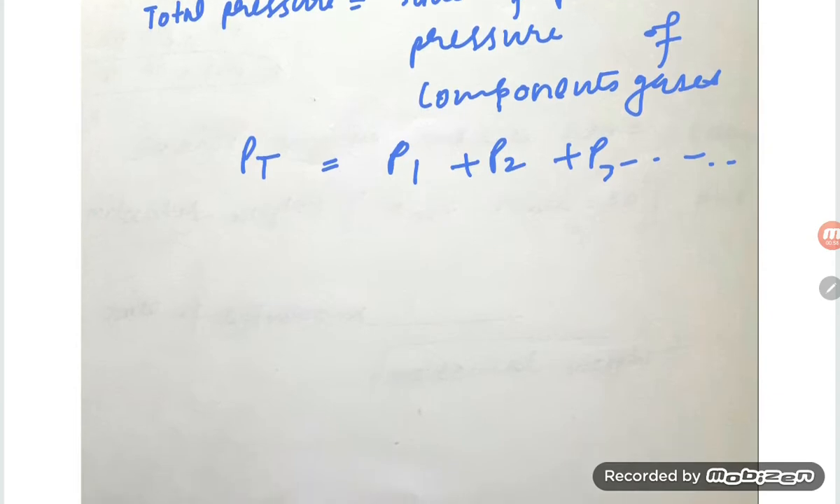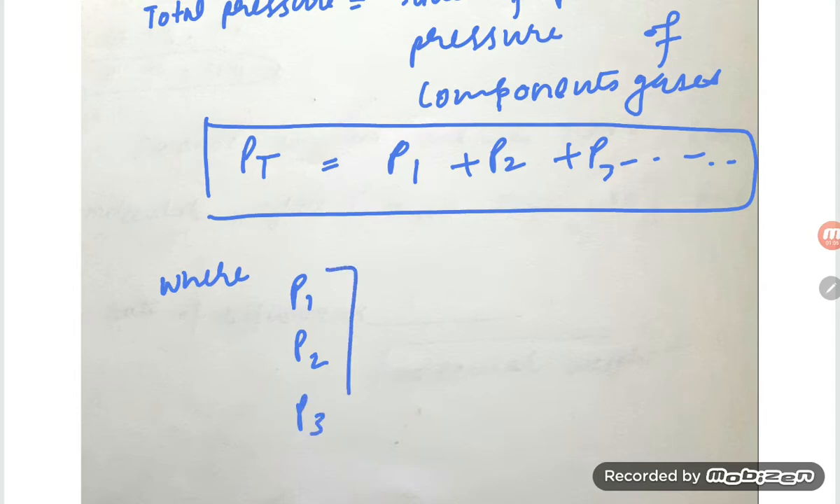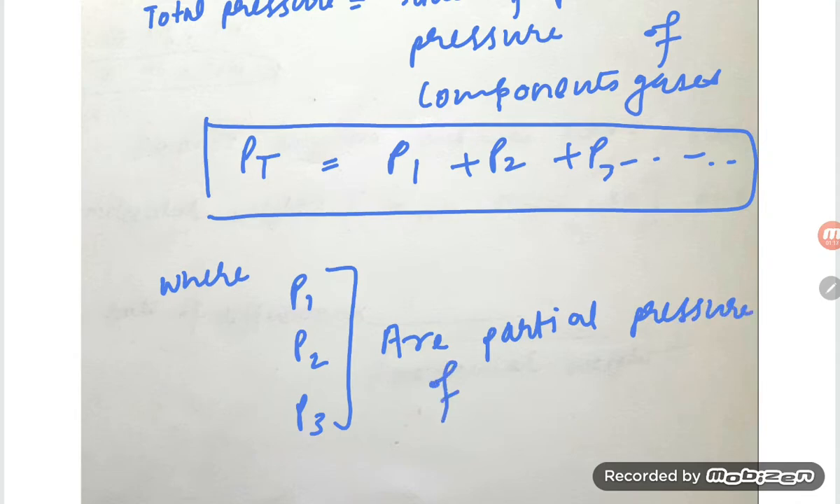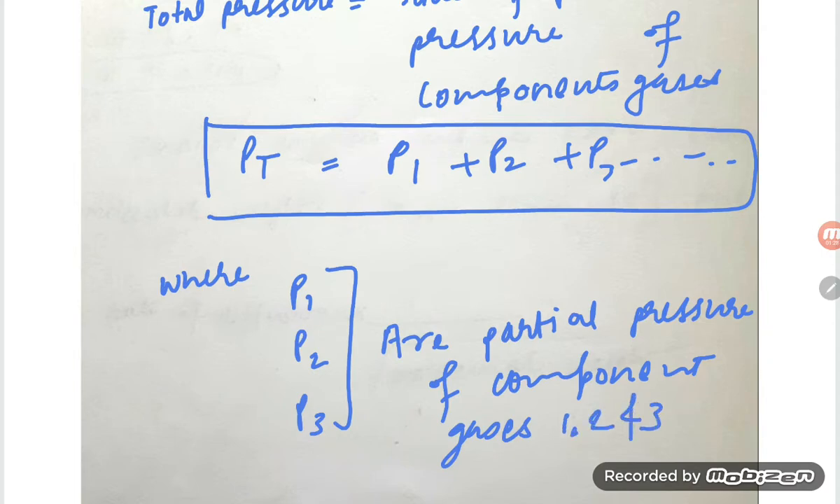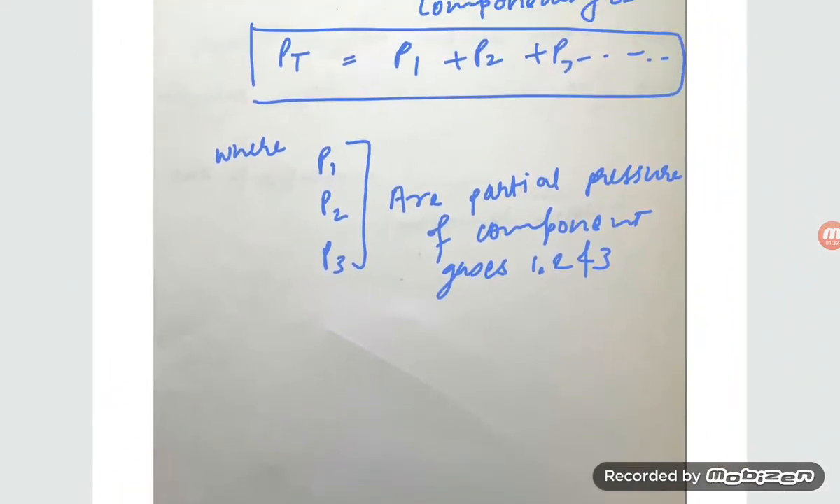Now this is the first convention, where P1, P2, P3 are the partial pressures of what? These are the partial pressures of the component gases. Component gases A, B, or gases 1, 2 and 3. They are the partial pressures of the component gases. Okay, how can you derive this more deeply?